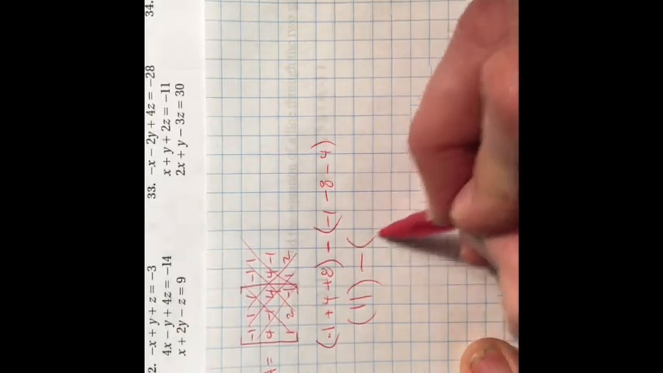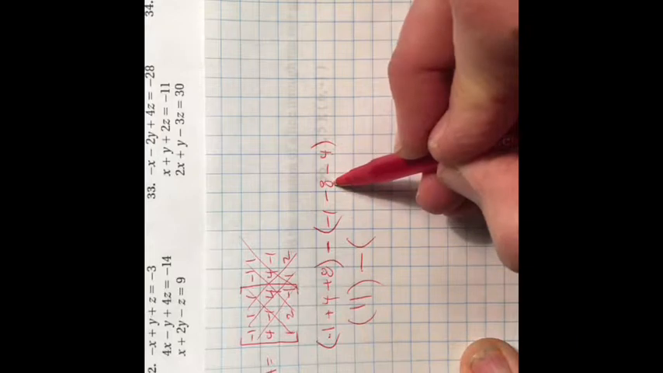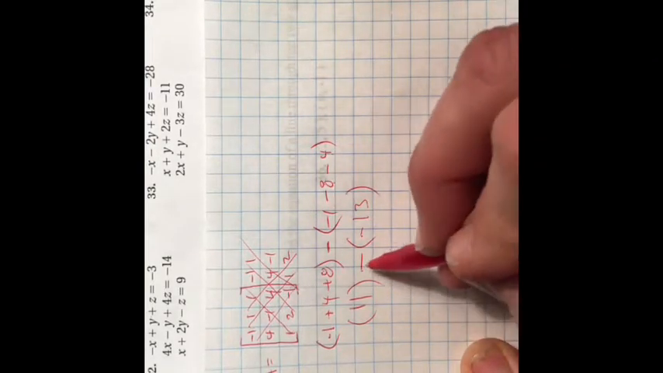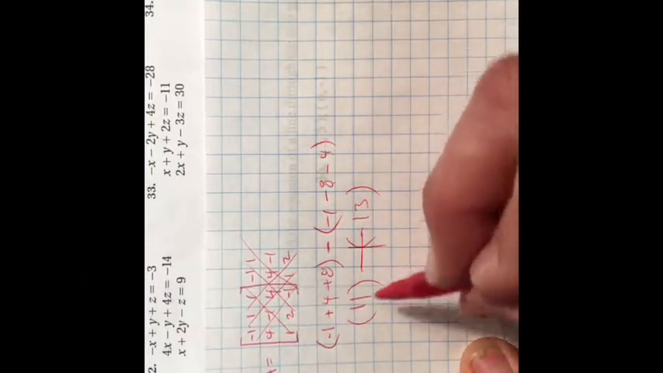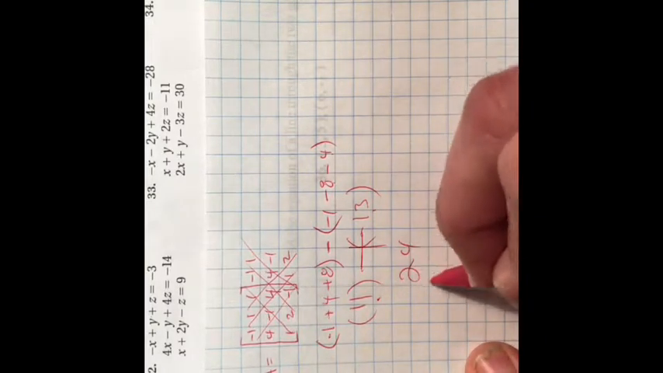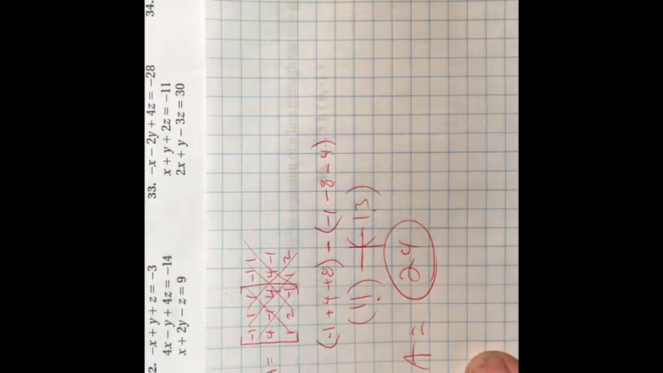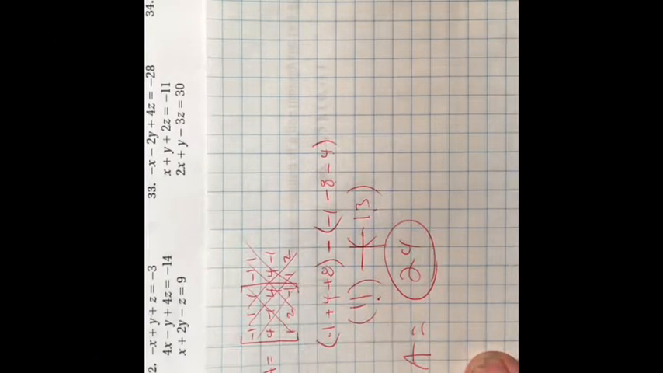On this side, I got minus. This is -12, -13. This becomes a positive. 11 plus 13 is 24. Now that is my determinant A. That is going to be the denominator when we go to find x, y, and z. So we got to use that for each of the variables.